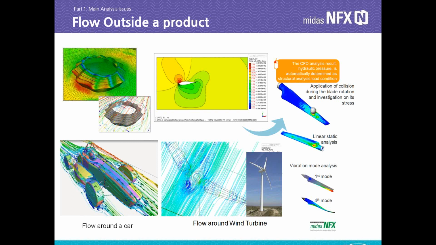And when you want to analyze the flow outside the product, this is the main topic of today's webinar. I'll show you in the next example how you can do that easily. It can be around a building, or around a car, or maybe around a wind turbine. And the good thing is in NFX you can export the pressure and apply it on the structural model to get the deformation of the structural model.